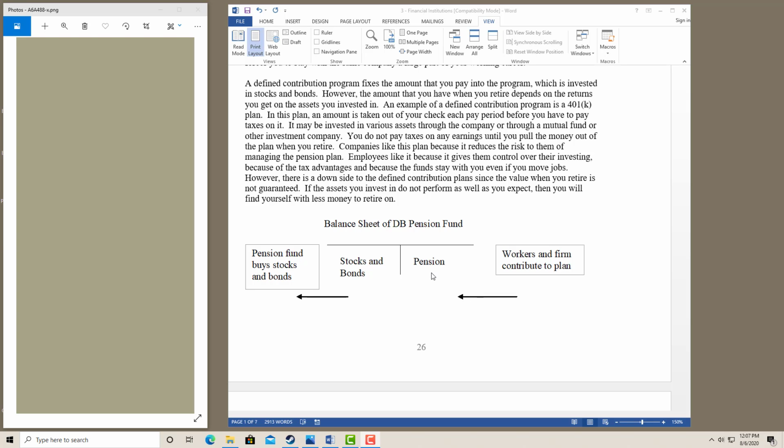It doesn't matter how the stocks and bonds perform. It's up to the company to make sure they've made the right investments so that they can pay you the pension that they owe you. So the risk in this kind of pension fund goes on the company. Because of that and some other reasons, defined benefit pension funds have been a lot less common, and a lot of companies are shifting over to what are called defined contribution pension funds.